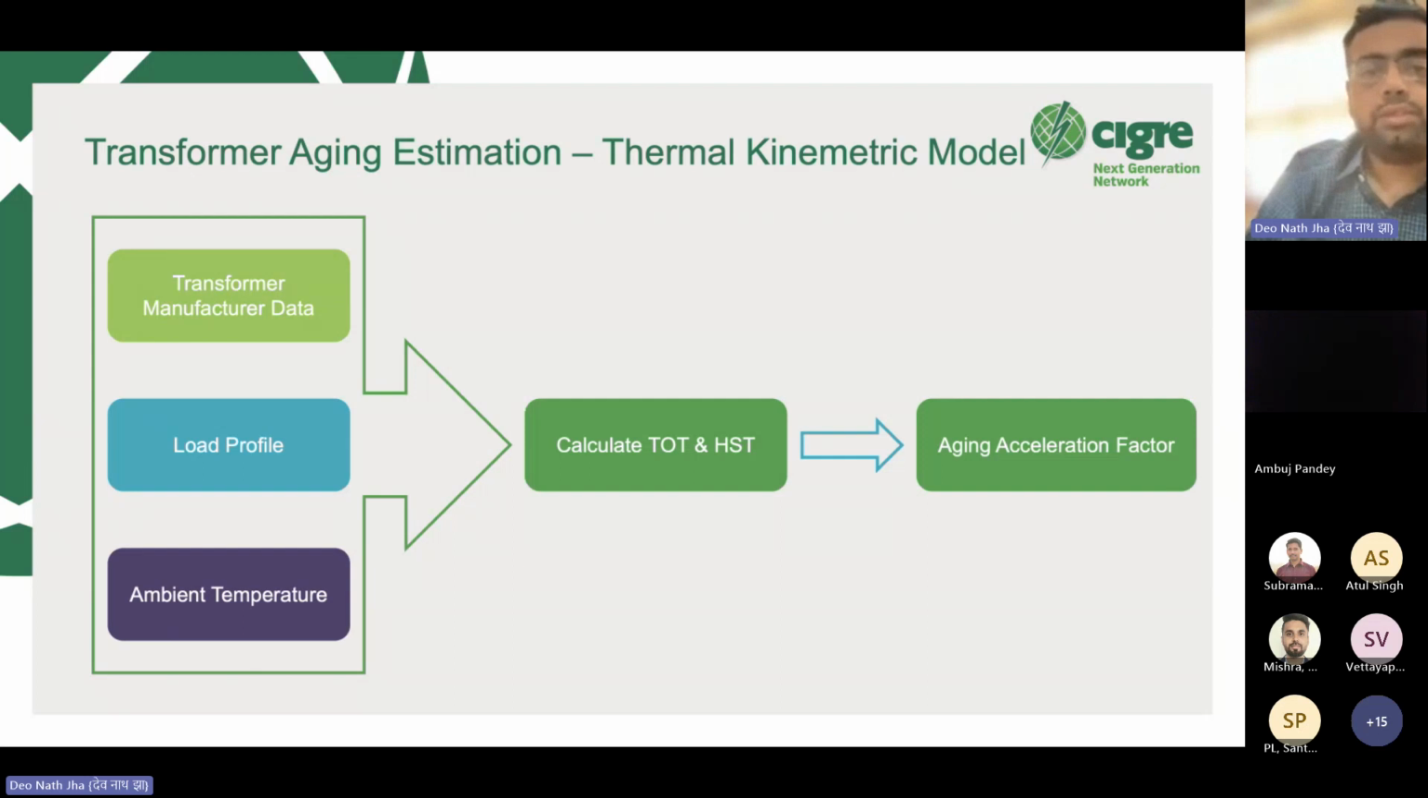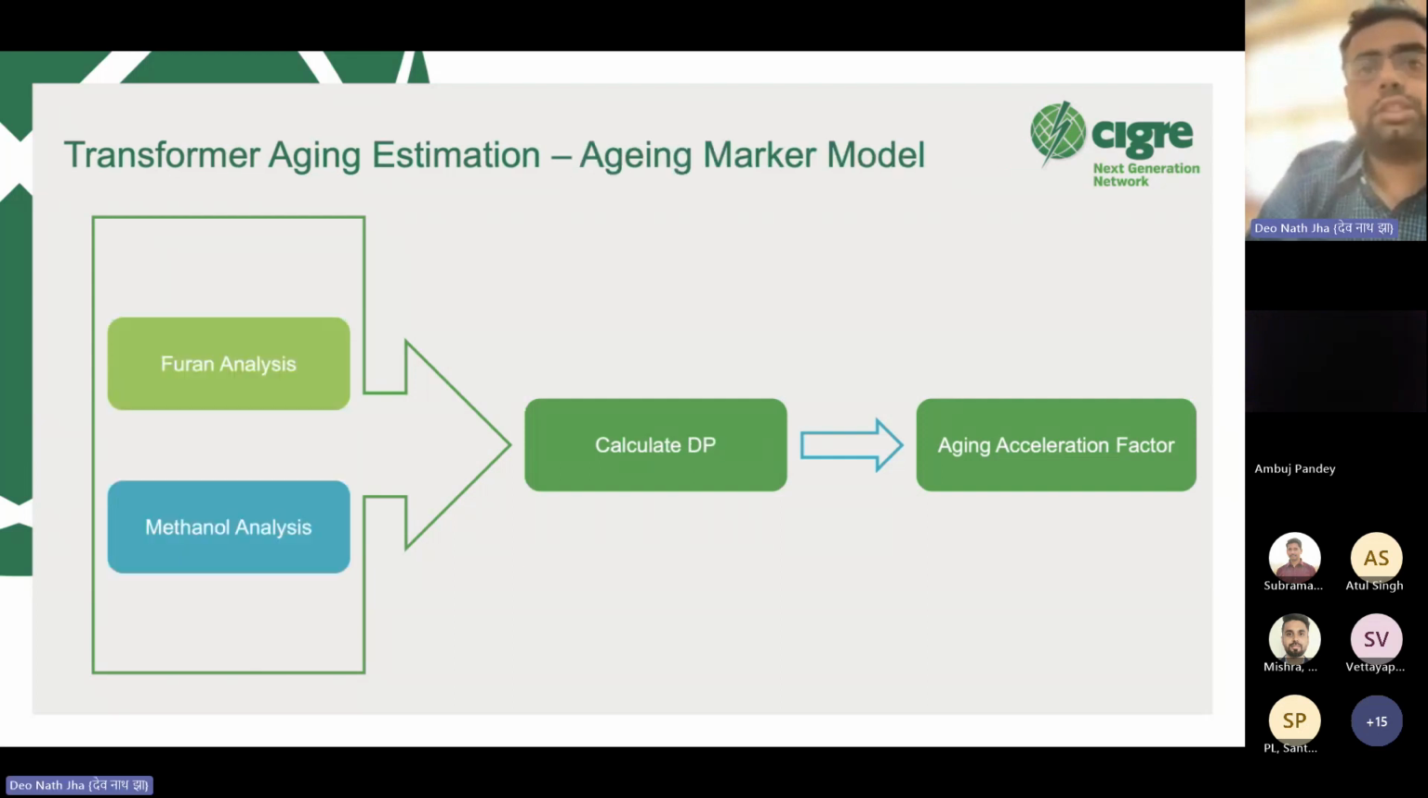Based on these readings, compared with the OTI readings, we calculate the aging acceleration factor for the transformer. Another model for aging estimation is the aging marker model. This is a data-driven model where, based on furan analysis and methanol analysis of a particular unit, we can derive the DP value. Based on the DP value, we can find out the elapsed age of the unit, the technical age that the unit has already undergone, and we can find out the aging acceleration, whether the unit is under accelerated aging or not.